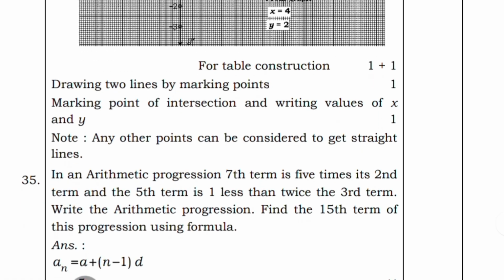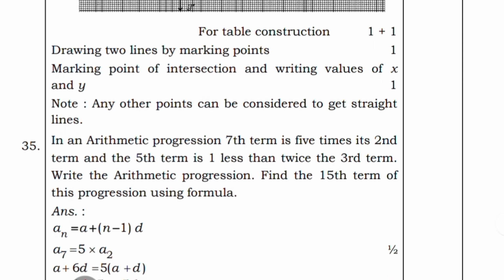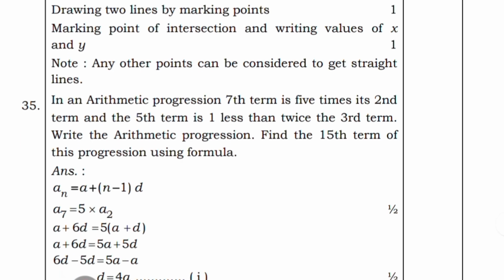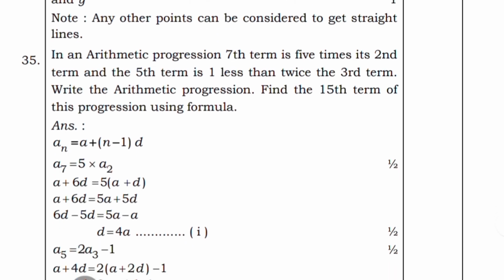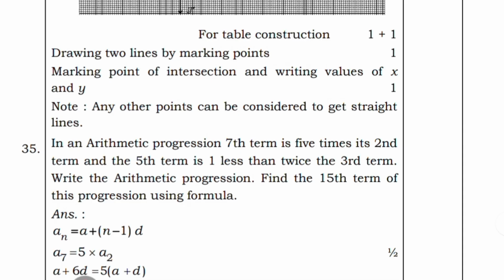Here they are written. For table construction, 1 plus 1, drawing 2 lines by marking points is 1 mark. Marking the point of intersection and writing the values of x is 1 mark. X and y will be 1 mark. Note, any other points can be considered to get straight lines. So you should follow the above rules that I said, starting from table construction to the note.